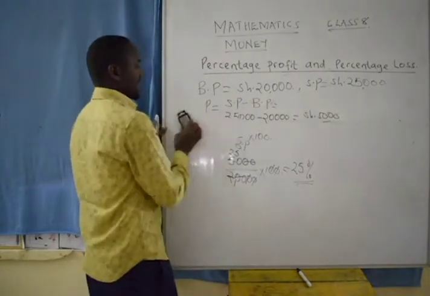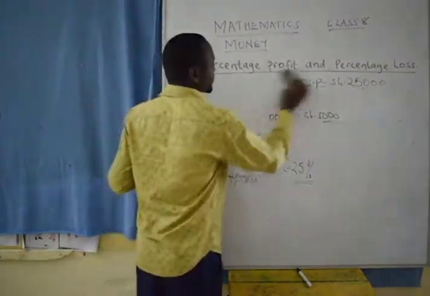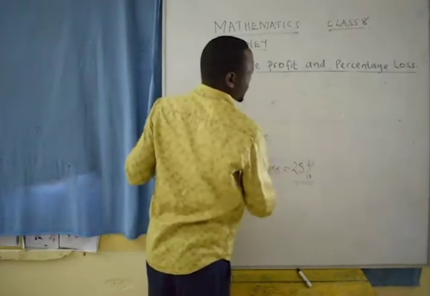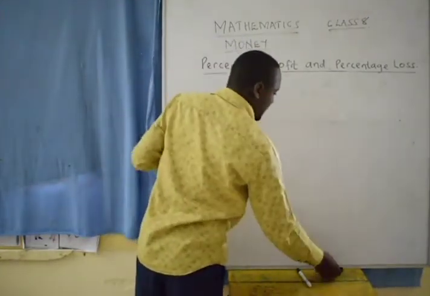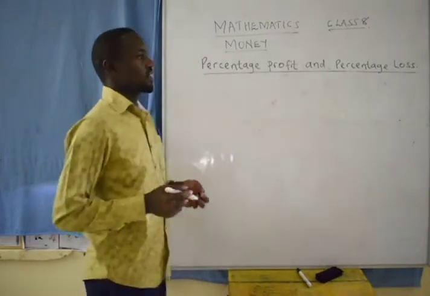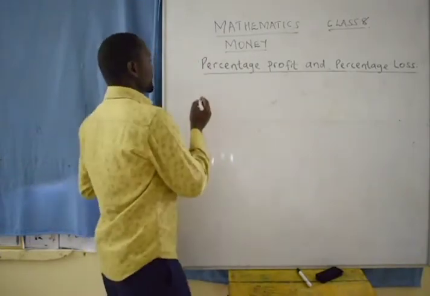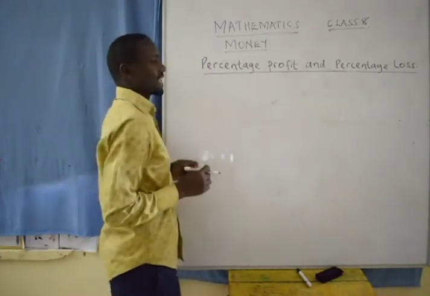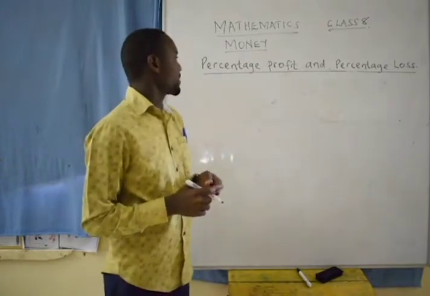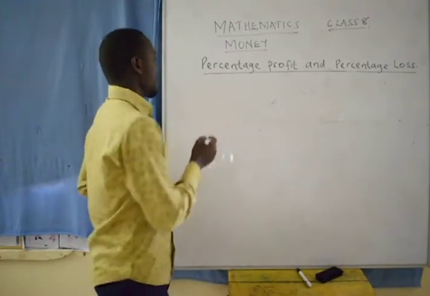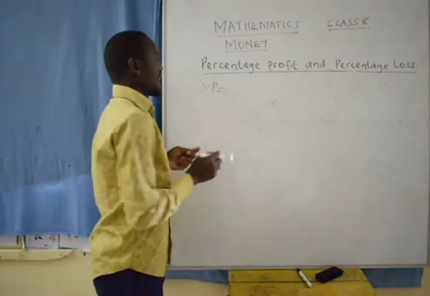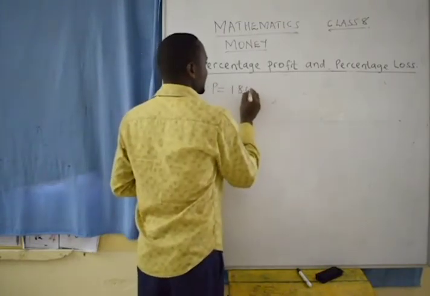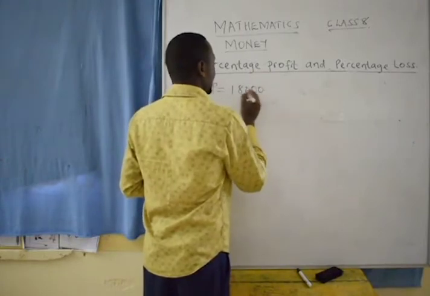Let's look at the percentage loss. I am going to give you an example. Somebody sold a television set. In this case, I'm giving you the selling price at 18,000 shillings.